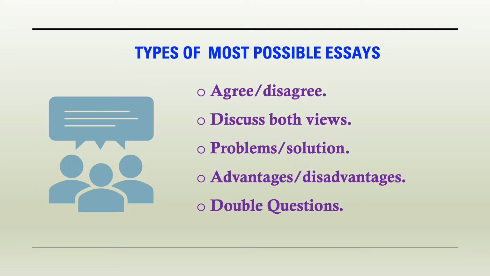In IELTS Writing Task 2, the most possible essays seem to be agree or disagree, discuss both views, problems and solutions, advantages and disadvantages, and double questions. These are the most common types of essays you are getting, so I thought of discussing the agree or disagree question first.